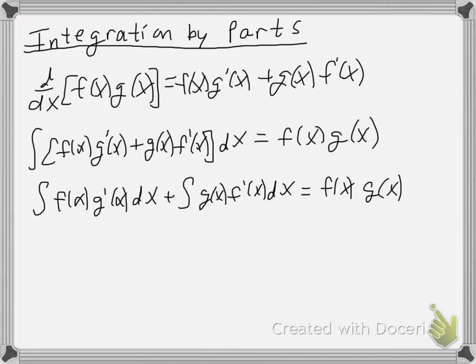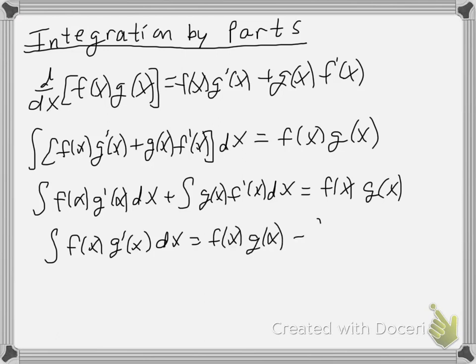We can rearrange this equation as follows. So we have the integral of f of x times g prime of x dx is equal to f of x times g of x minus the integral of g of x times f prime of x dx. Now this formula is called the formula for integration by parts. And it's perhaps easier to remember in the following notation.